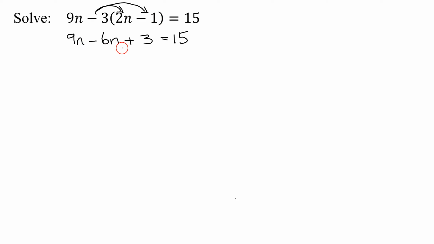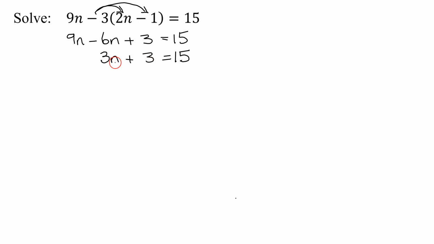Now, can we simplify the left-hand side? Yes, I have two like terms. I have 9n minus 6n, which is 3n, so I can combine those, plus 3 equals 15. On the left-hand side, I have two unlike terms, can't combine them.